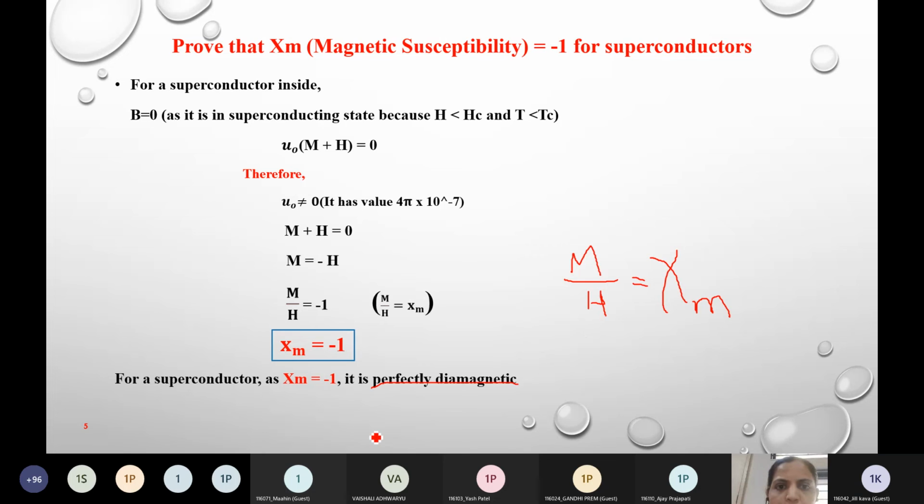Fine, Jill. Okay, very nice. Everyone understood? Everybody understood? Yes, ma'am. So can I say all the superconductors are diamagnetic in nature?